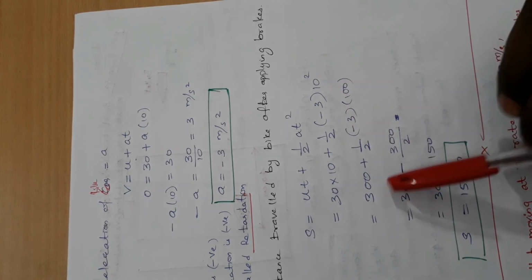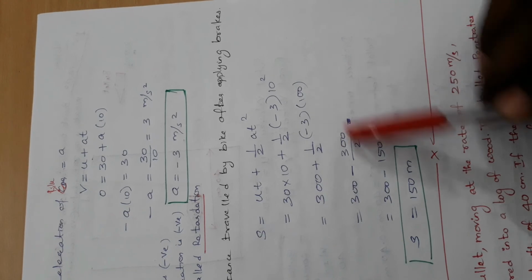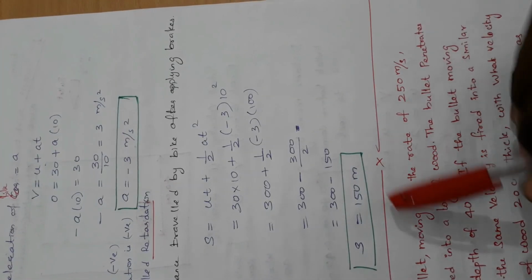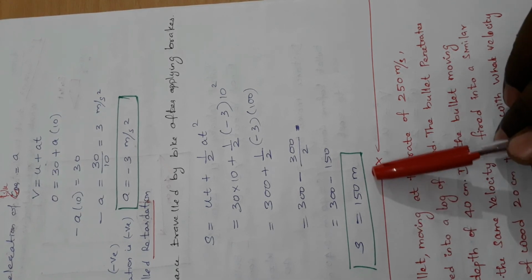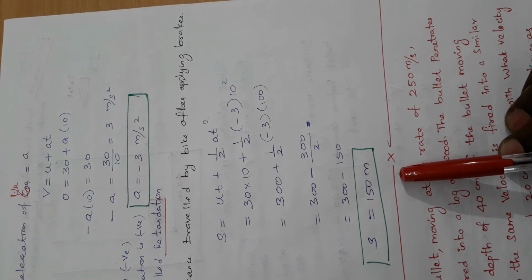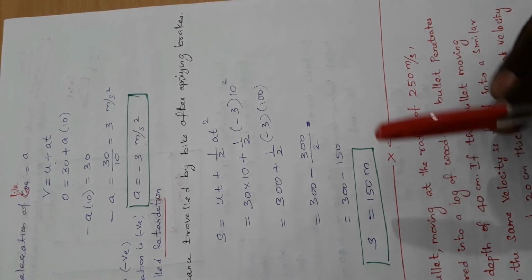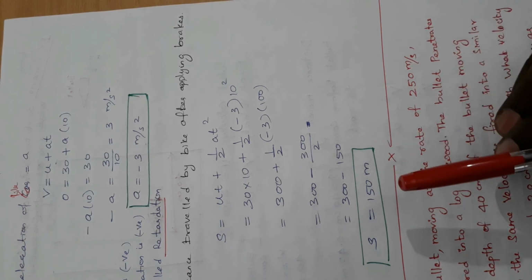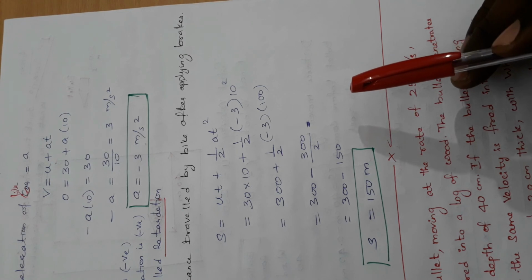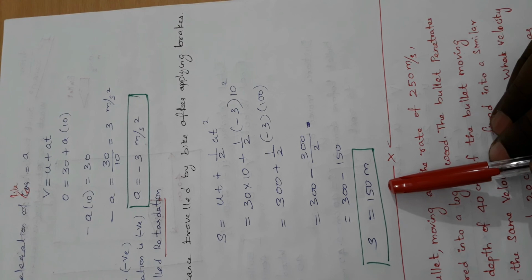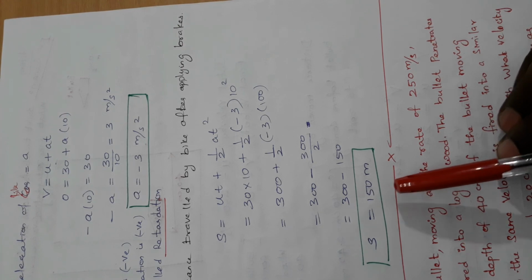Now we multiply and we get 300 minus 300 by 2, that is 300 minus 150, we get s is equal to 150 meters. So the bike is going at 30 meters per second. A person applies brakes to the bike, and after 10 seconds the bike comes to rest, and during this time the question is how much distance has he traveled after applying the brake. So the person has traveled 150 meters after applying the brake.